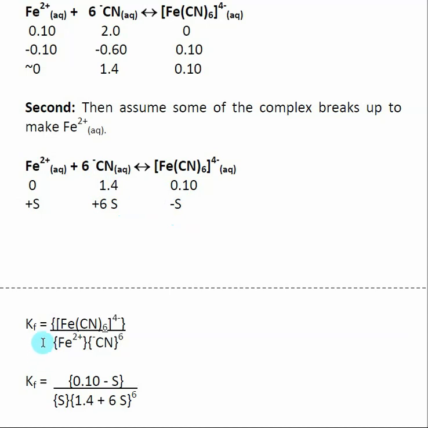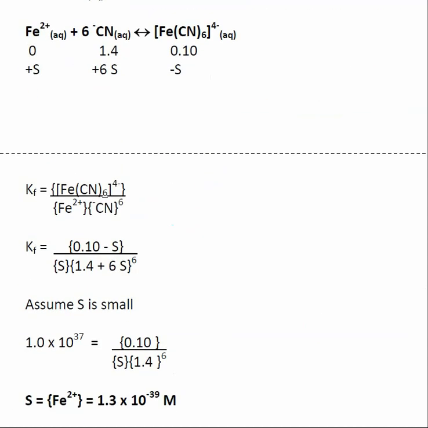Then we look at our equilibrium expression for our complex formation, and we plug these numbers into the equilibrium expression for this reaction. So our 0.1 molar minus S goes here on top. Fe2+ is S, that goes right here, and our cyanide is 1.4 plus 6S, that goes right here. And then we assume S is small, so we get rid of the S here and the S here, and then we solve for the remaining S using K sub F.